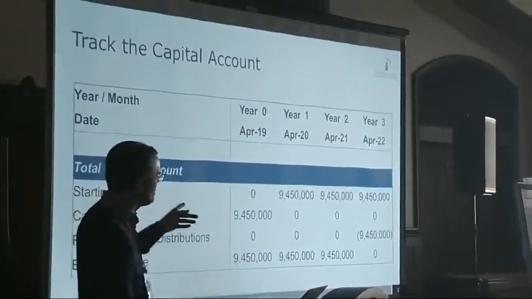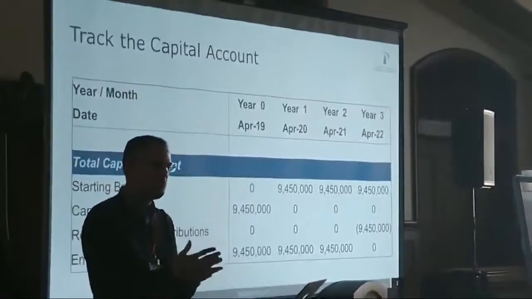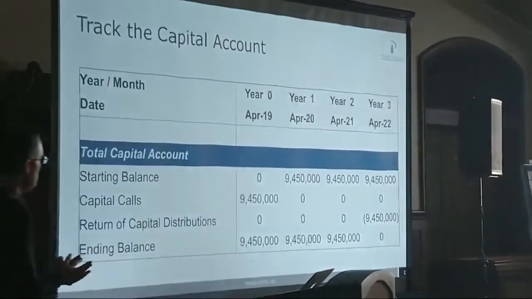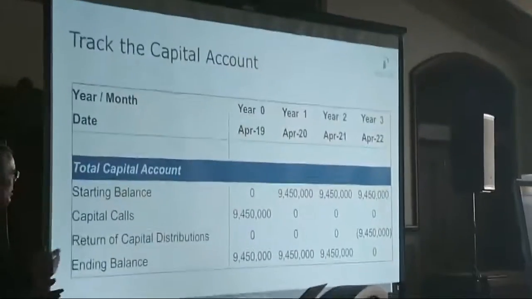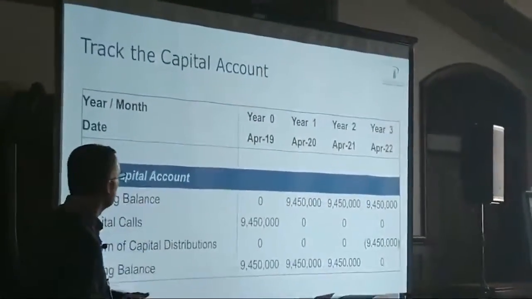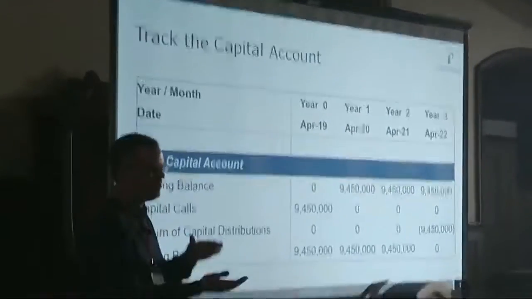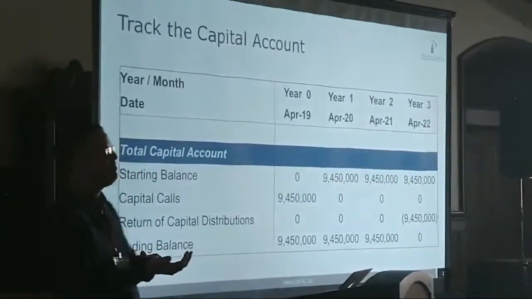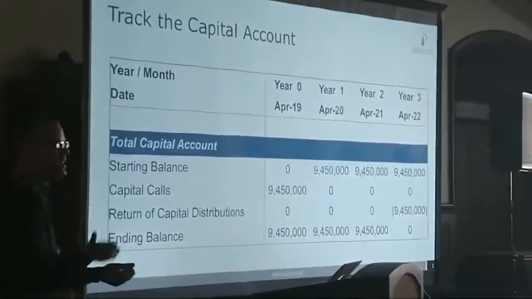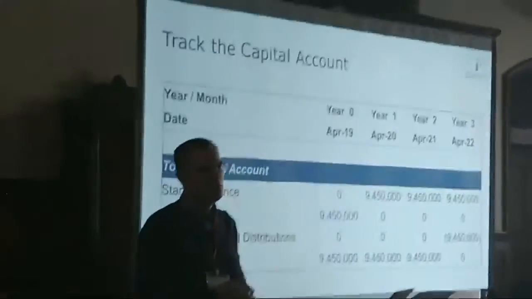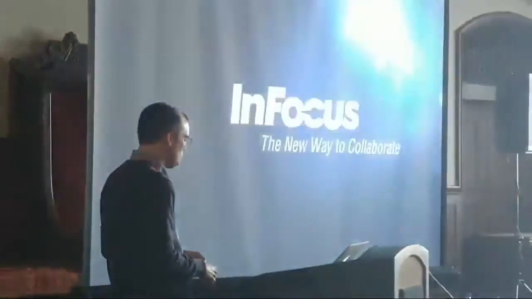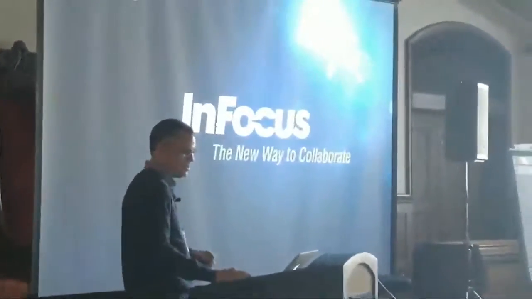So here you have in year zero. Year zero means this is the time of investment. You've got $9,450,000 capital call. You started out with no money. That's the starting balance. We add $9,450,000. The ending balance is $9,450,000. That's year zero. Nothing happens mathematically in year zero. Everything happens beginning in year one, because in year one is when you're going to begin to accrue preferred return.